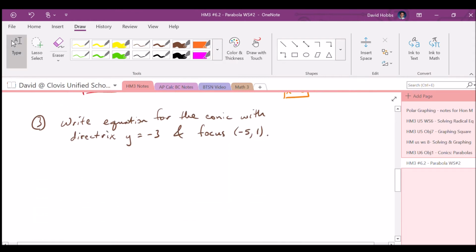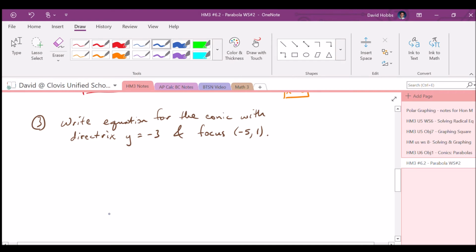Number 3, write the equation for the conic with directrix y equals -3 and focus -5, 1. Now, we did some of these on objective 0, and one way to do it is using the distance formula and all that kind of stuff, but that's really not the way that I would expect you to do it when we get to the test. Now that we understand how everything fits together, I would expect you to do this with a sketch and understanding how it all fits together.